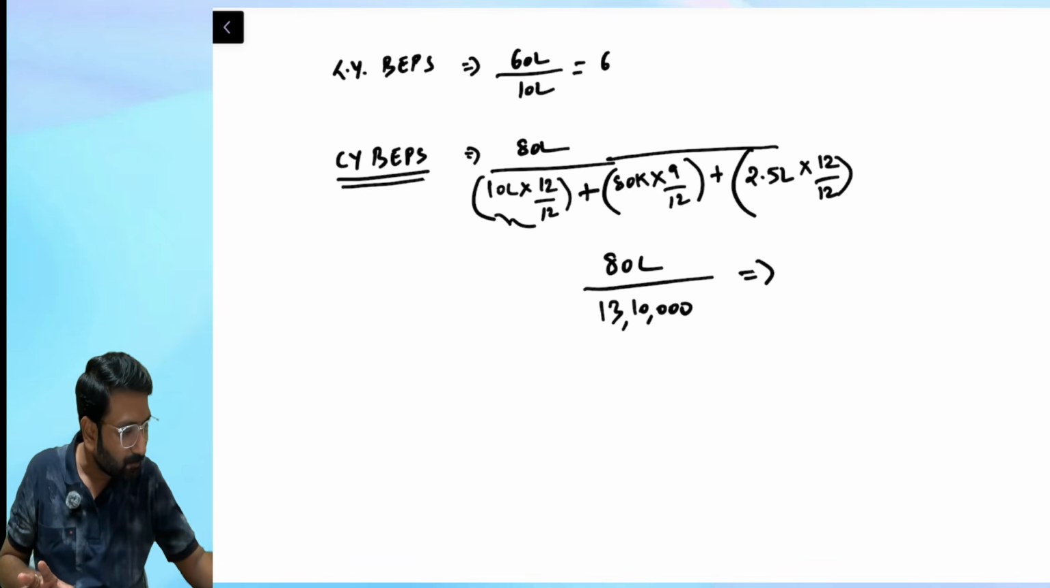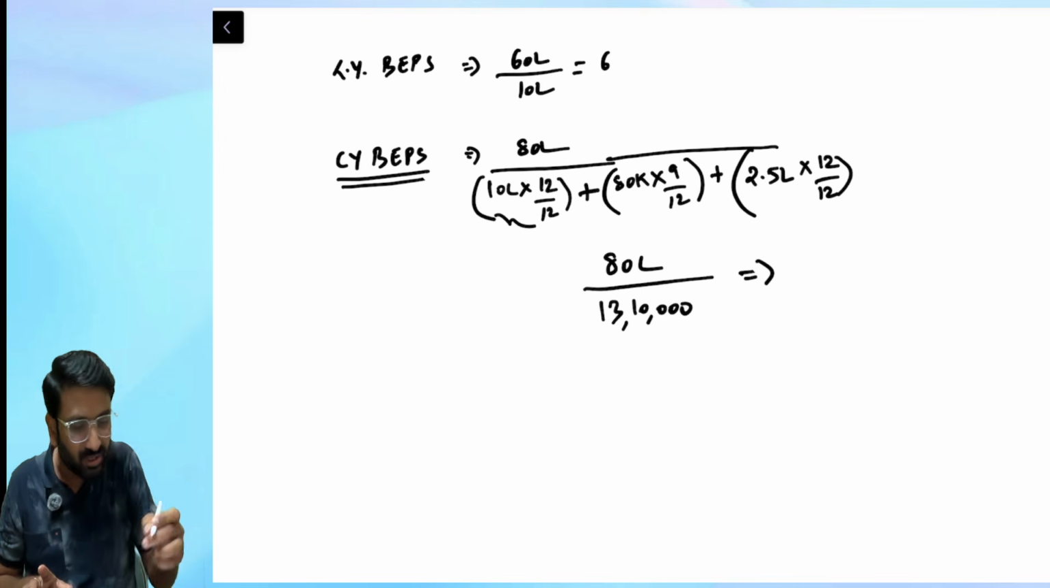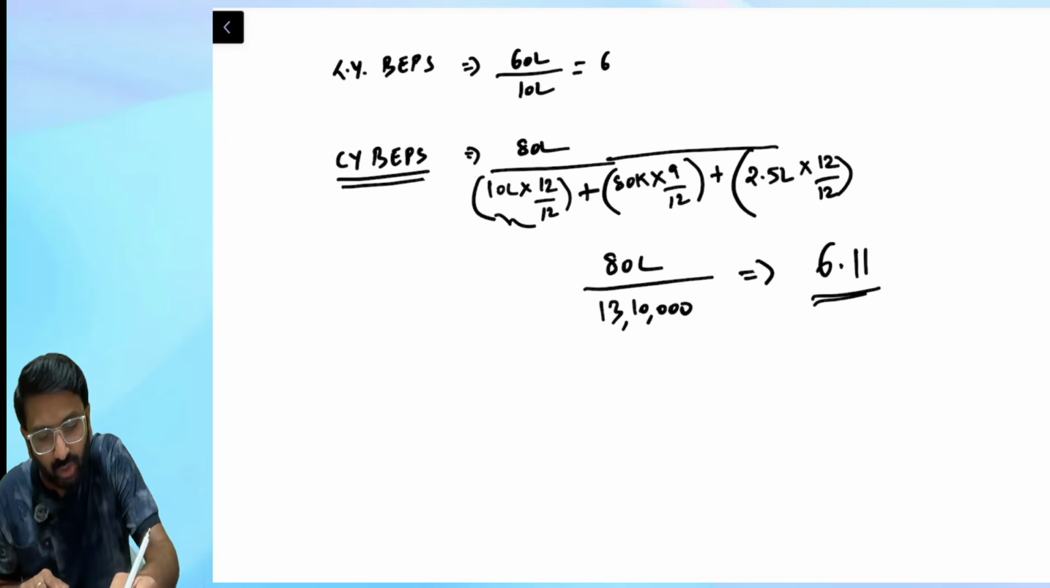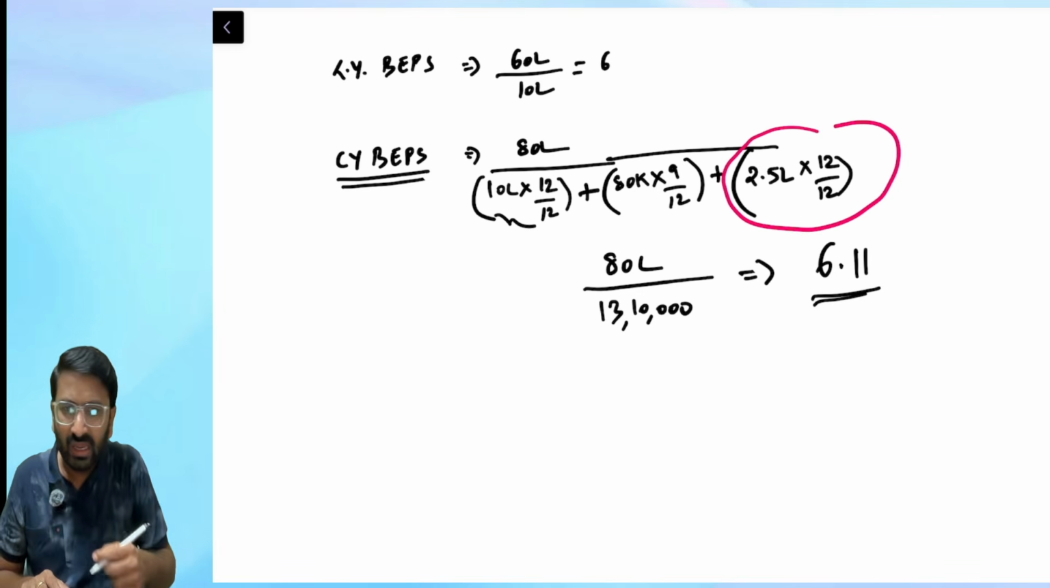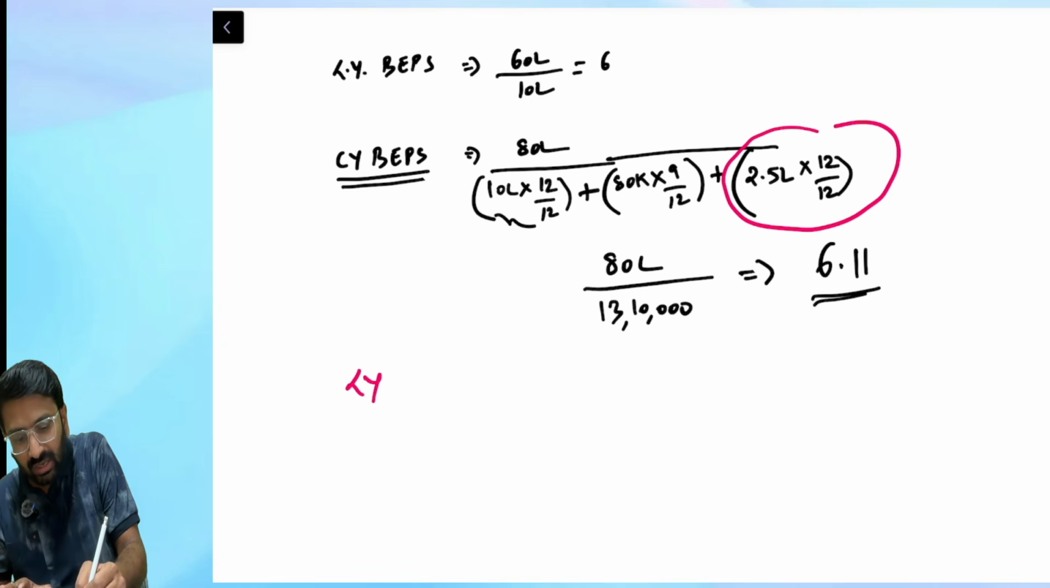So can I say basic EPS will be 80 lakhs divided by 13 lakh 10,000. So that will give me 6.11 approximately. And whenever you have a bonus issue in the question, in addition to current year basic EPS, you should also calculate last year adjusted EPS.